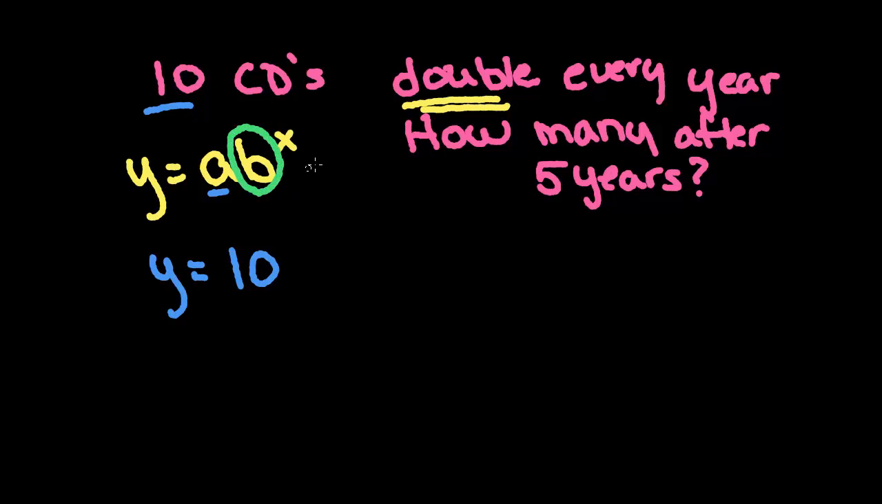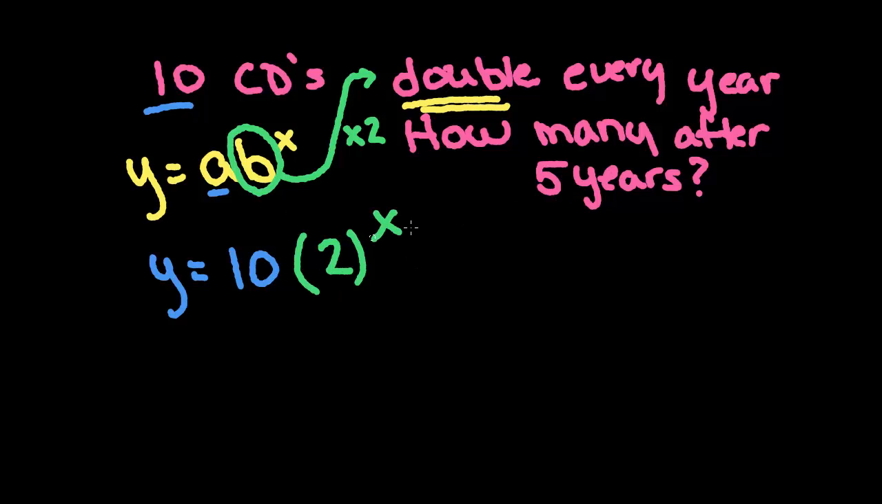Well, b is the rate at which things are changing. When it was half, we put in half. If we're doubling, then we're multiplying times 2. It's increasing at a level of doubling every year. So if it's doubling, we use 2. If it's tripling, we use 3. Quadrupling, we use 4. So this value depends on the rate. So b simply becomes 2 in this problem.